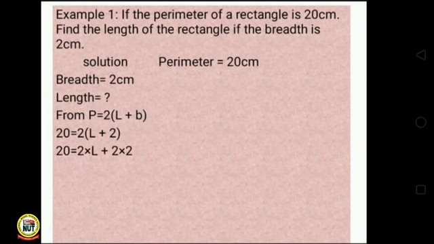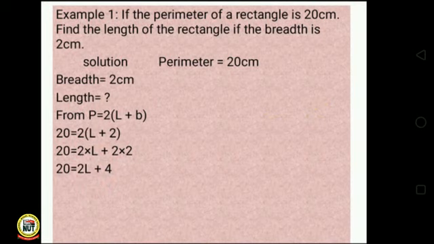Now 20 is equal to 2 times the bracket. Bracket here means times. For you to be able to open that bracket, you need to multiply the value of 2 to the length and also multiply the value of 2 to the breadth. That is, the 2 outside the bracket will multiply everything inside the bracket individually. 2 will multiply length, plus the 2 outside will also multiply the 2 inside. That's why we're having 2 times L plus 2 times 2.